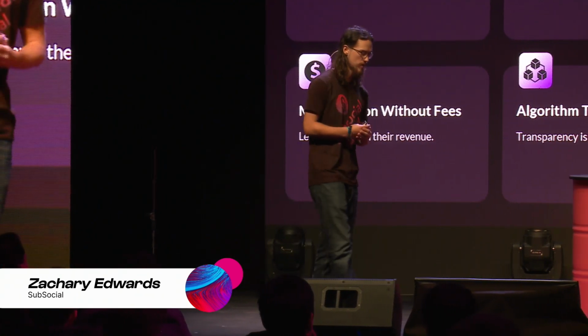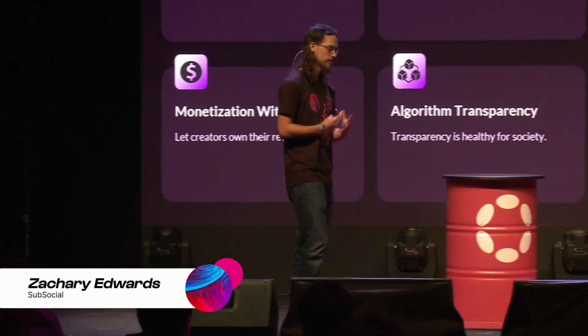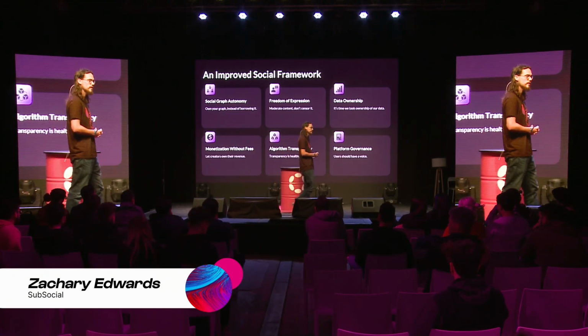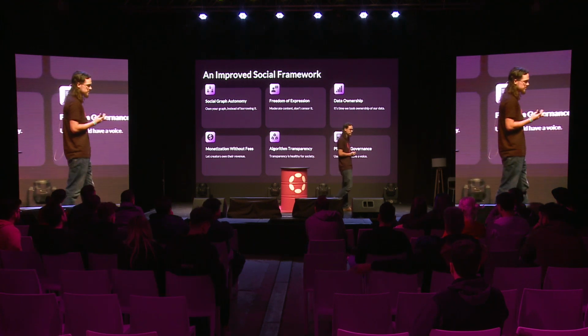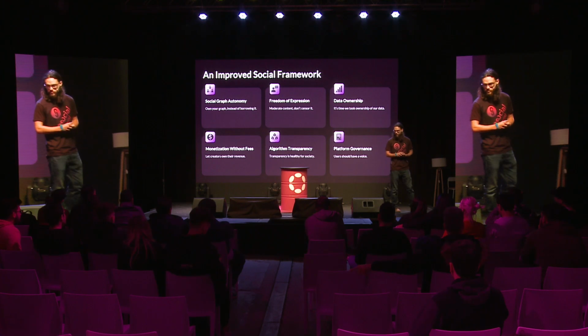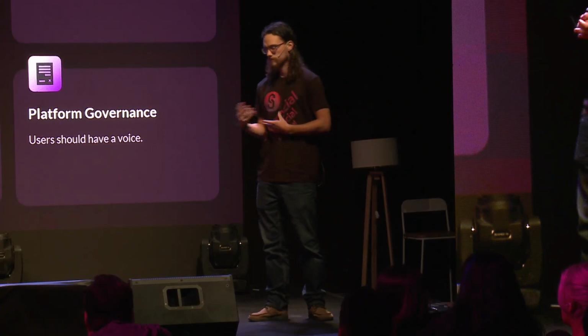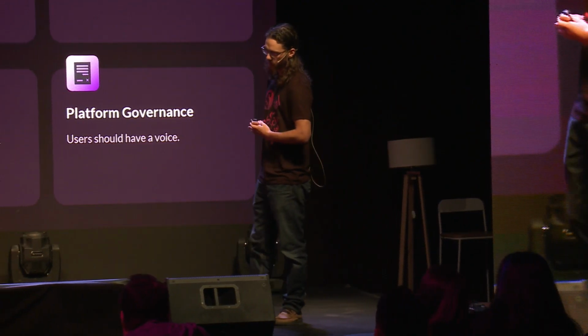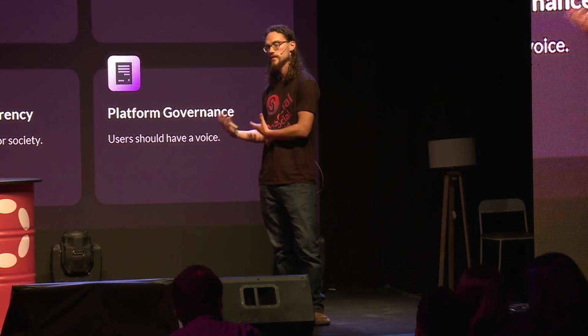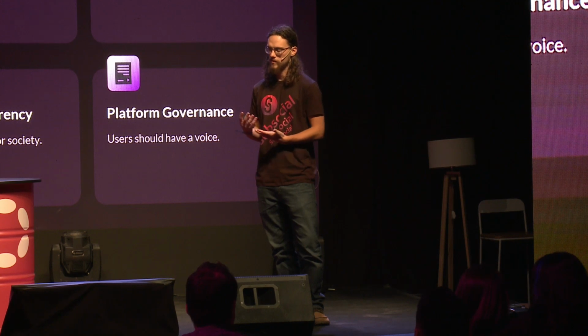Data ownership as well. People need to be able to own their data, so you can choose to sell your data to Google for $200 a year if you want, or you can just keep it private if that's something you care about. And creators should be able to own their revenue, as I mentioned. And then algorithm transparency: like I mentioned, people should be able to see how an algorithm works and how it's actually impacting them. And then platform governance.